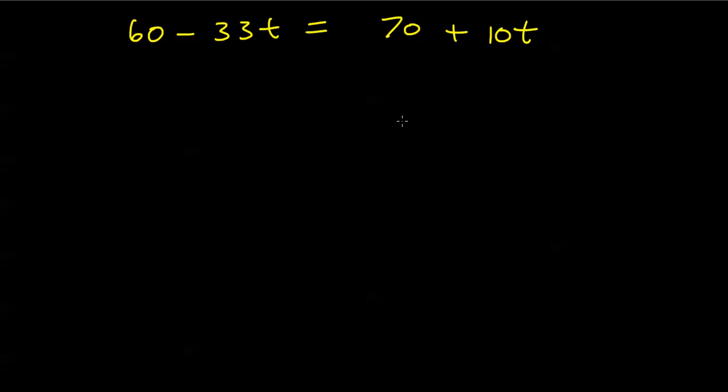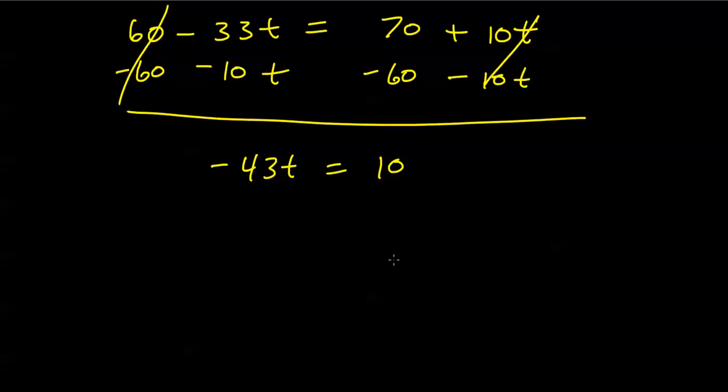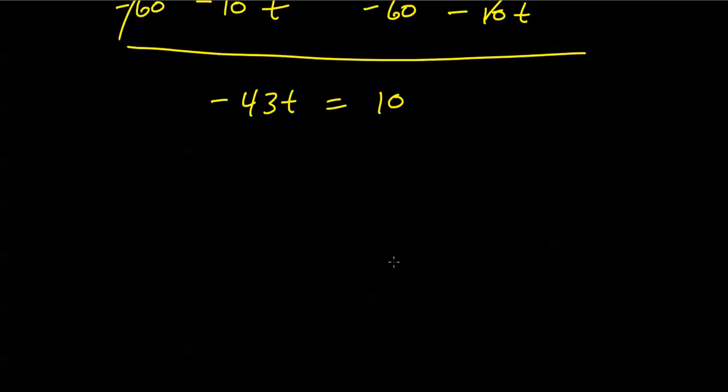Alright, what shall I do here? Well, I think I'm going to subtract 10t from both sides. I can certainly do to one side whatever I do to the other side and maintain equality. And if I'm going to do that, I would probably subtract 60 from both sides. Alright, so the 60 and minus 60 cancel. I end up with minus 43t on the left equals, well, the 10t and minus 10t cancel on the right, and 70 minus 60 is positive 10. So I'm left with this statement, minus 43t equals 10.